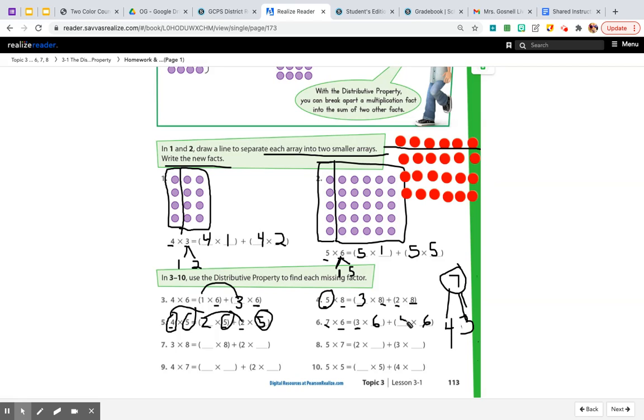Now, I want you to use your chips, your manipulative chips. I wanted to just model for you how I would solve this without the training wheels, but I want you to use the manipulative chips until we get extremely comfortable with this. But I want you to do 7, 8, 9, and 10 independently. And then you have an exit ticket to finish right below this video.